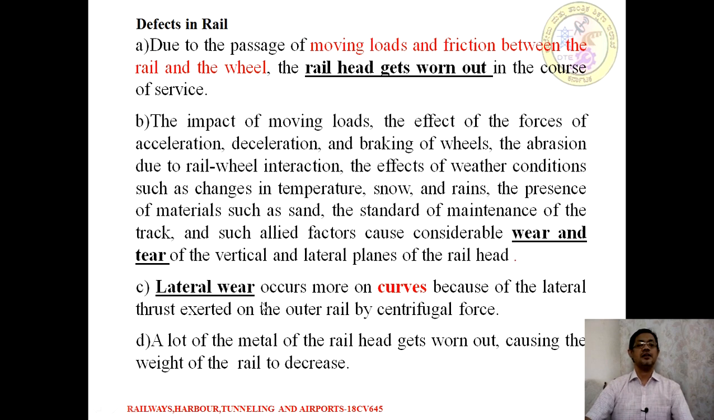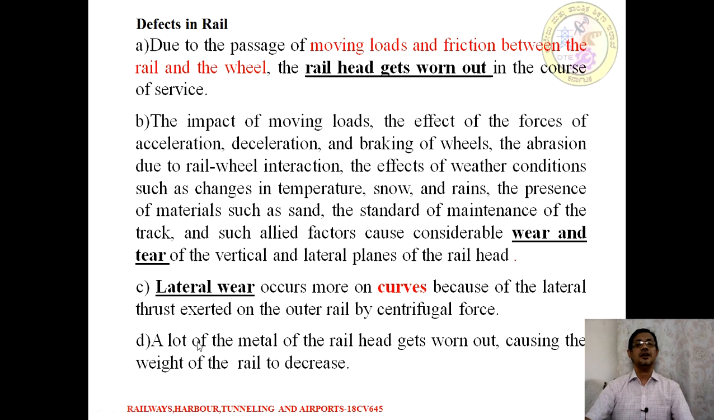Next is the lateral wear. Lateral wear occurs more on the curves because of the lateral thrust that is exerted on the outer rail due to centrifugal forces. A lot of the metal on the rail head gets worn out, causing the weight of the rail to decrease.